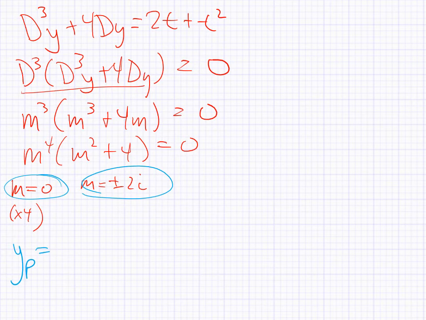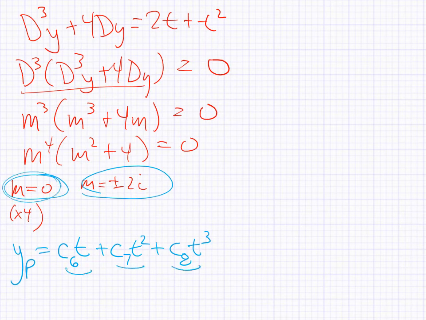So what are we going to use? We're going to use C6 t, okay, plus C7 t squared plus C8 t cubed. So that's the second, third, and fourth time this 0 is repeated. Remember, the first time it happened was with y sub c, so there's our y sub p.